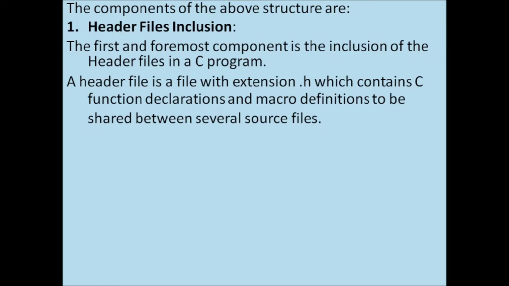Here in our example, the header file is stdio.h. You know very well, IO is used for input output statements. So std is for standard, IO is for input output. So to use the input output statements for our program, we need this header file, and all the header files should have the extension .h.